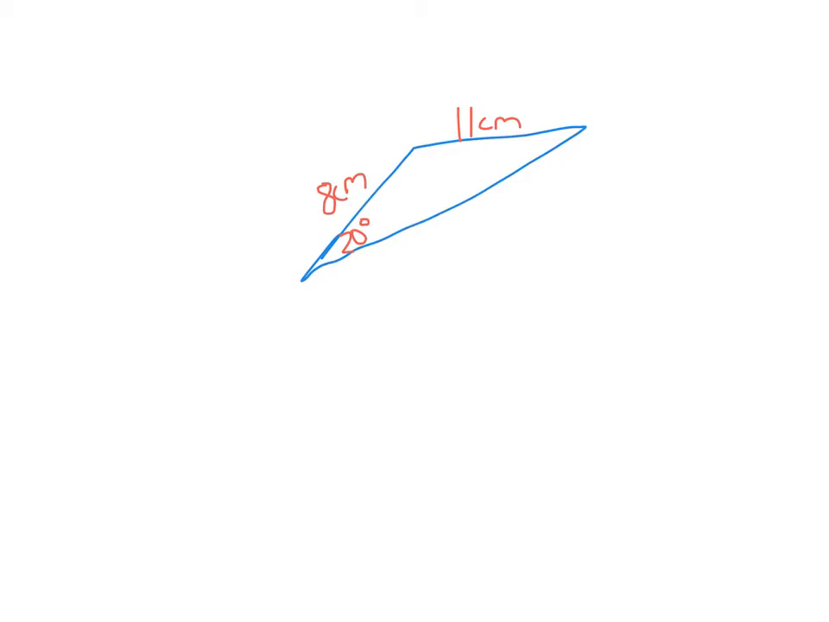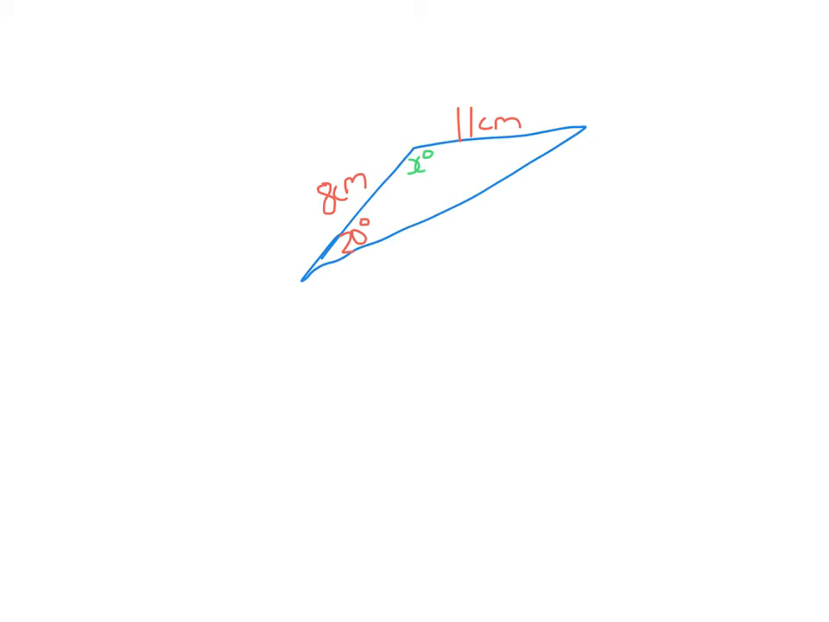Well, I can't use half times base times height because I don't know the perpendicular height. So I want to use half AB sine C. The problem is I have A and B, but I don't have C, the angle between. It isn't half times 11 times 8 times sine 20, because the 20-degree angle is not in between these. So if I want to use half AB sine C, I'm going to need to find this angle here. That's not going to be an easy thing to do.